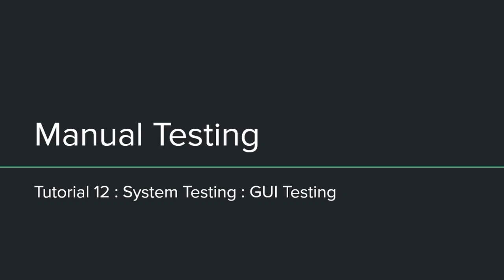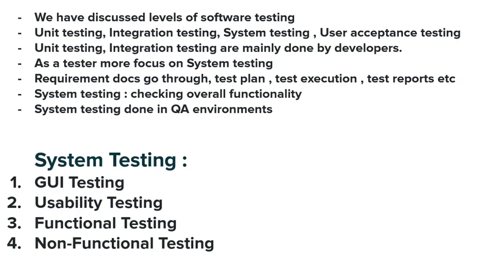In the previous session we have seen different levels of software testing. We have seen unit testing, integration testing, system testing and user acceptance testing. These are the different high levels of software testing.